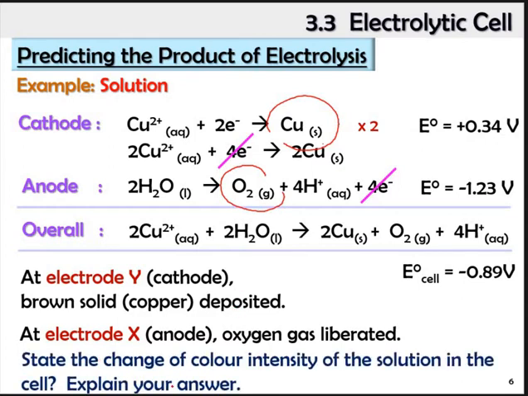So state the change of color intensity of the solution in the cell. Okay, kalau kita tengok kat tadi dia punya copper sulfate tadi, dia berada di sini concentration dia. Okay, daripada ion kita tengok dia akan menghasilkan solid. So apa yang kita boleh kata dia punya color intensity of the solution? Produk dia adalah solid kan, daripada copper ni. So dia punya concentration akan berkurang. So kita akan nampak dia punya color intensity will decrease.